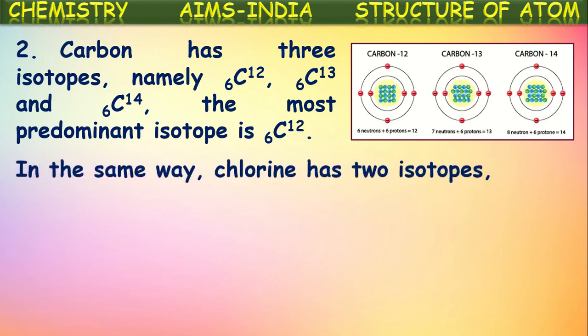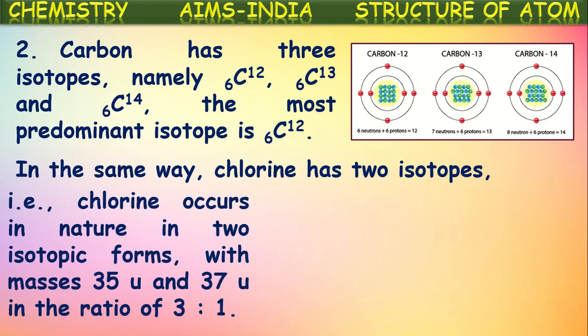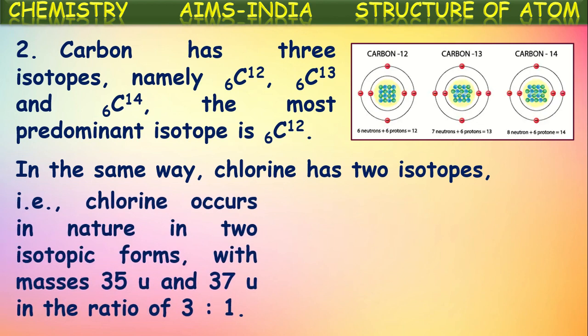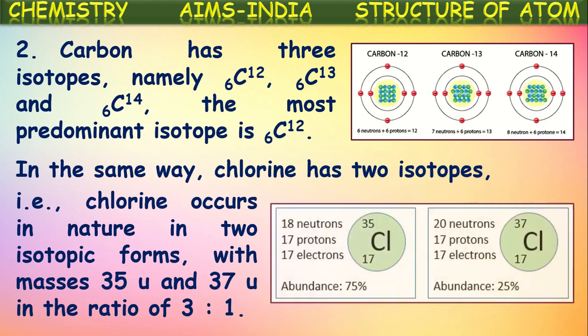In the same way, chlorine has two isotopes. Chlorine occurs in nature in two isotopic forms with masses 35 units and 37 units in the ratio 3 is to 1. So chlorine also has two isotopes, meaning atoms with the same atomic number but different mass numbers. One isotope has mass number 35, whereas the other has mass number 37. These two exist in nature in the ratio 3 is to 1.